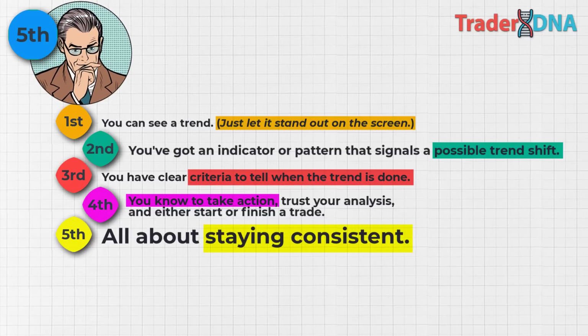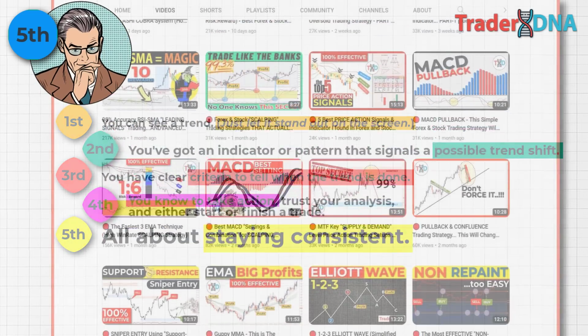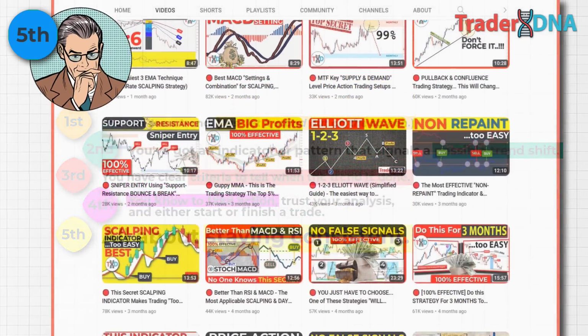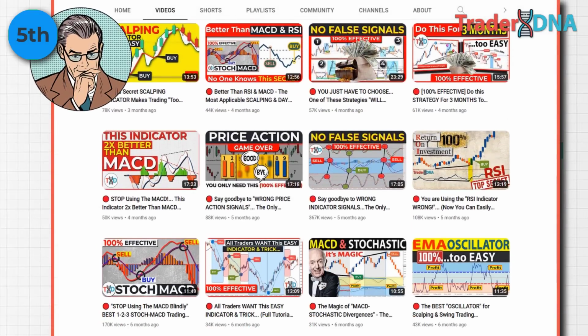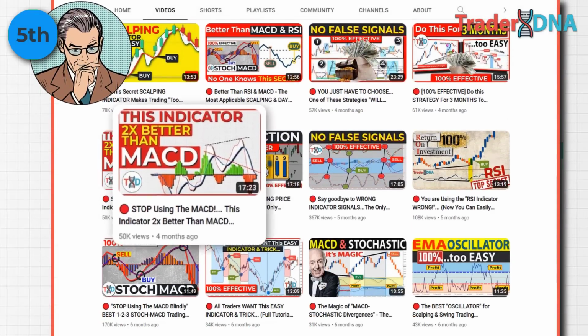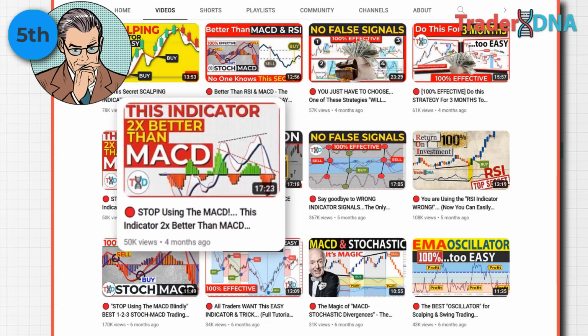In this Trader DNA channel, you can learn many trading strategies. Take your time to learn each one carefully, as all these strategies are reliable. Once you find a trading strategy that suits you personally, make sure to master it well. The next crucial step is to consistently apply the trading rules of that strategy.